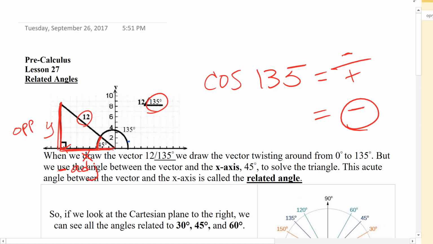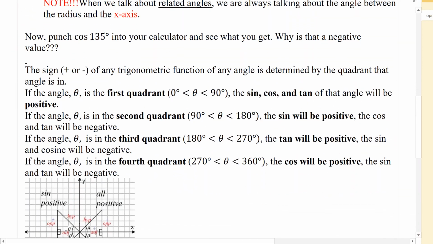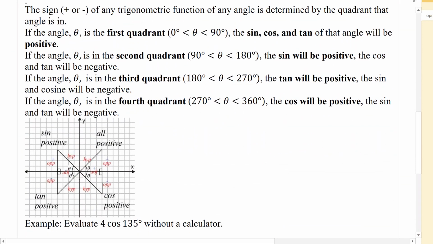All right, so that's why certain angles have certain trig functions that are positive or negative. It just depends on what quadrant that angle is in, and whether the opposite side is positive or negative, and the adjacent side is positive or negative. The hypotenuse, like I said, we always think of as being positive. So you're going to notice that in the different quadrants, quadrant 1, 2, 3, and 4, a different trig function will be positive.